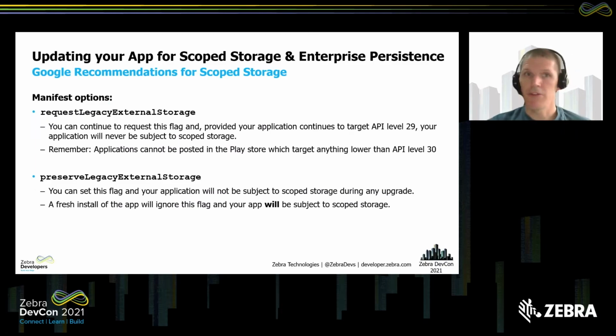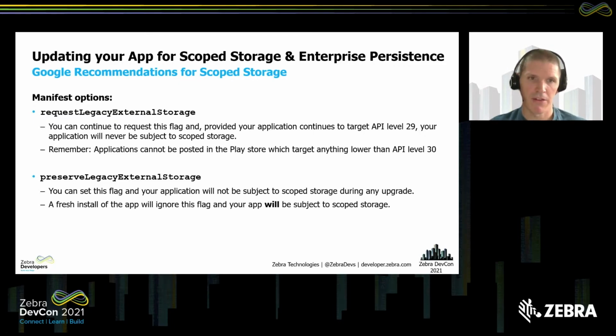And then also from Google, there are a couple of manifest options. So I covered earlier on the request legacy external storage flag. You can continue to use this flag. This is the flag that was introduced in Android 10, API level 29. And if you continue to target API level 29, as I showed in that table earlier on, your application will still not be subject to scoped storage. Just remember, you can't post any applications to the Play Store without targeting something like API level 30 or higher. So this isn't a solution for you if you're targeting the Play Store.